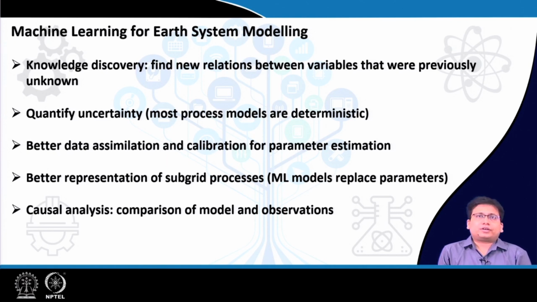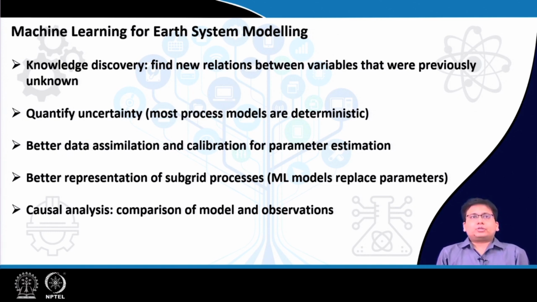First of all, knowledge discovery. As already mentioned, there are various governing equations used for these models, and these are based on the laws of physics that we know. But there may be some additional relations, additional laws, additional equations which we do not know. So it is actually possible to use machine learning to find new equations. In fact, there is a paradigm of equation discovery which is used in physics informed neural networks, which we may briefly touch upon in one of the subsequent lectures in this module.